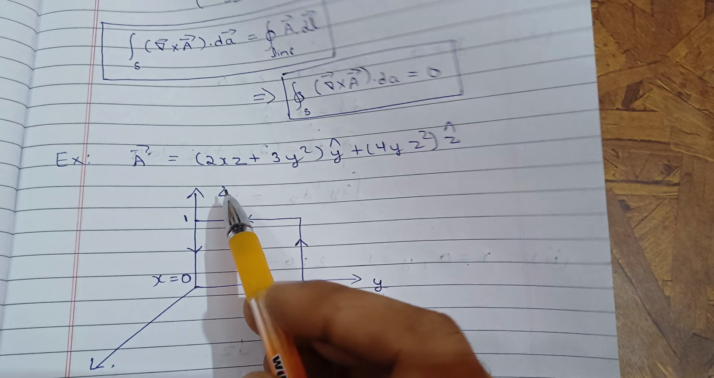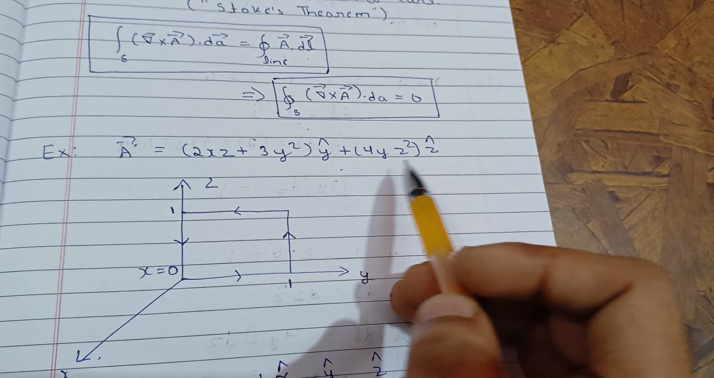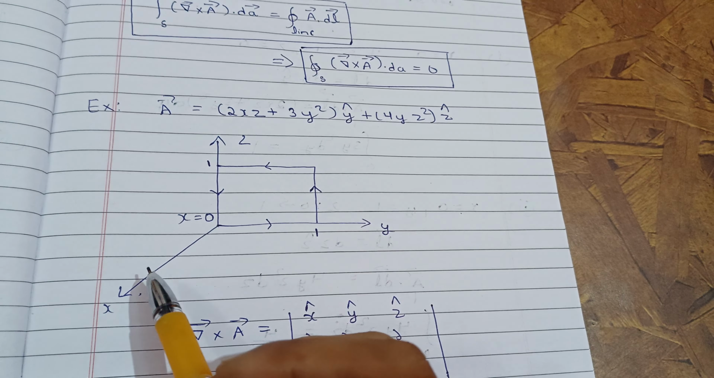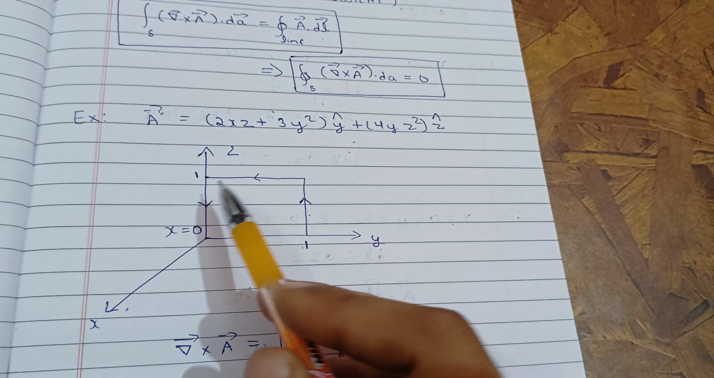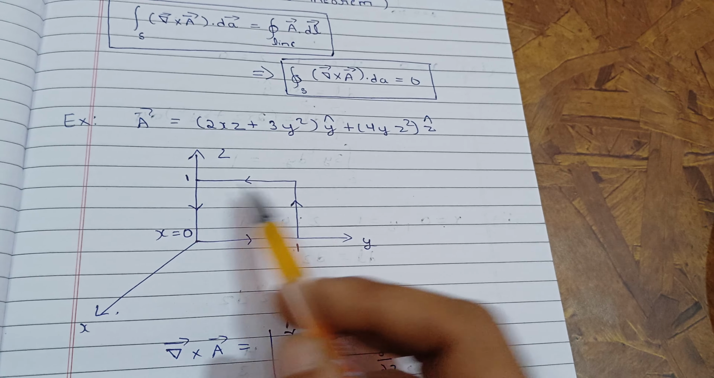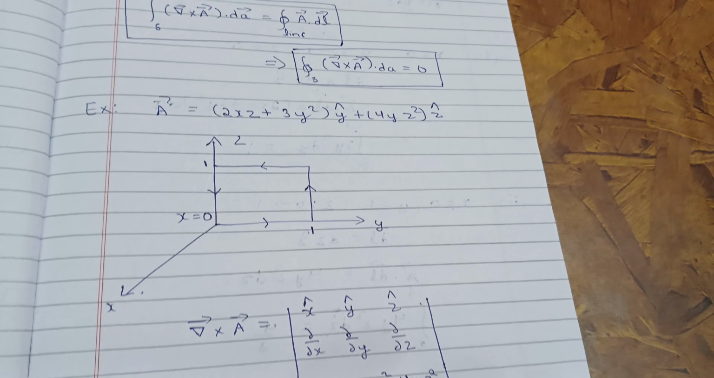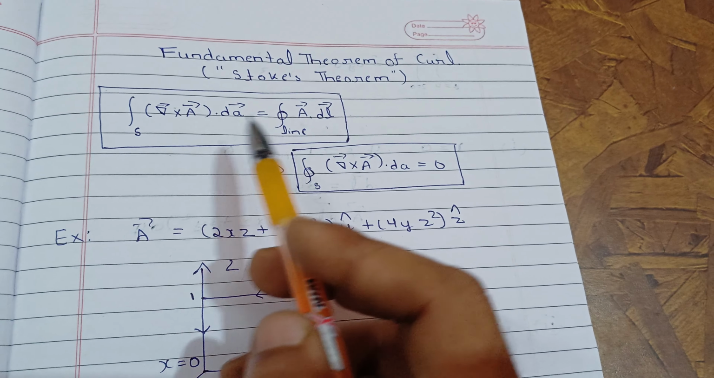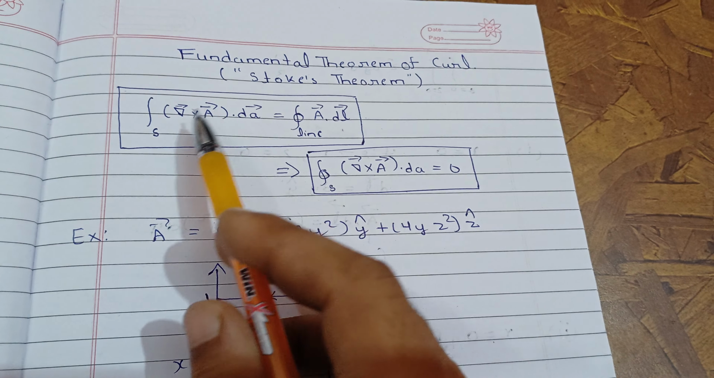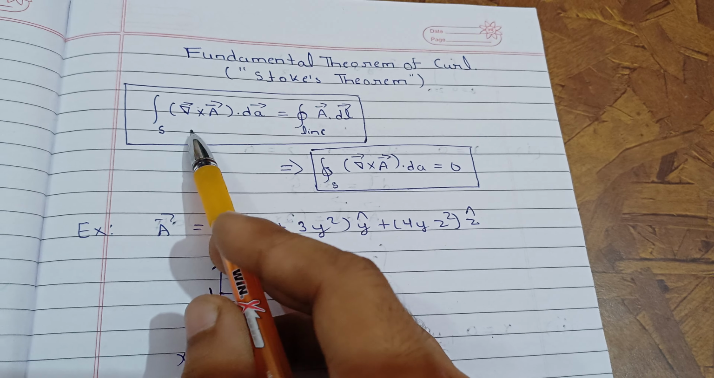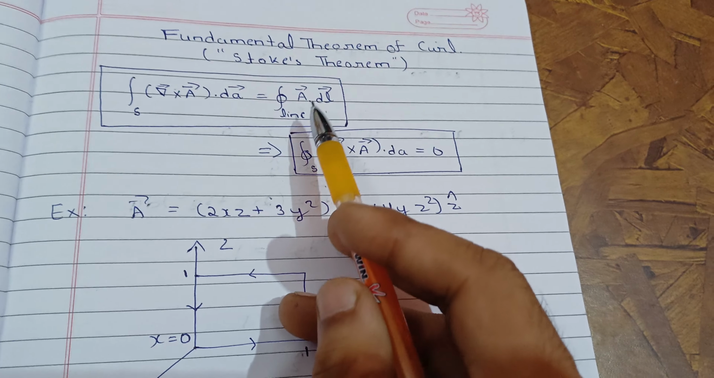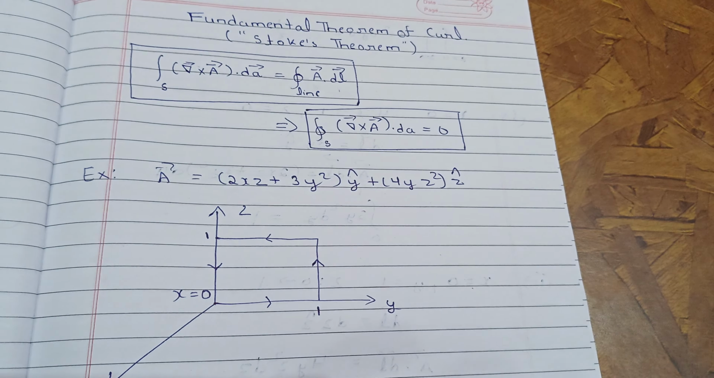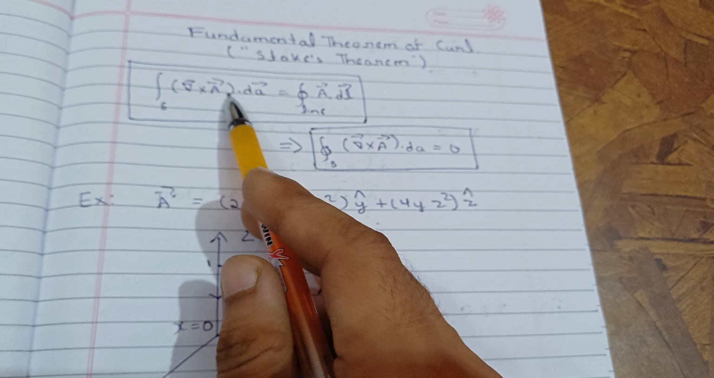Okay, so the vector field is given in this form: (2xz + 3y²) y cap, 4yz² z cap. Now the surface is given in this form. This is some square, so this is 1, this is 1, and this is x, and this plane is x equal to 0. Now we need to check whether this theorem is true or not. So first we will calculate the curl of A and take the surface integral, then we'll take the line integral around this closed boundary and check whether it comes out equal or not.